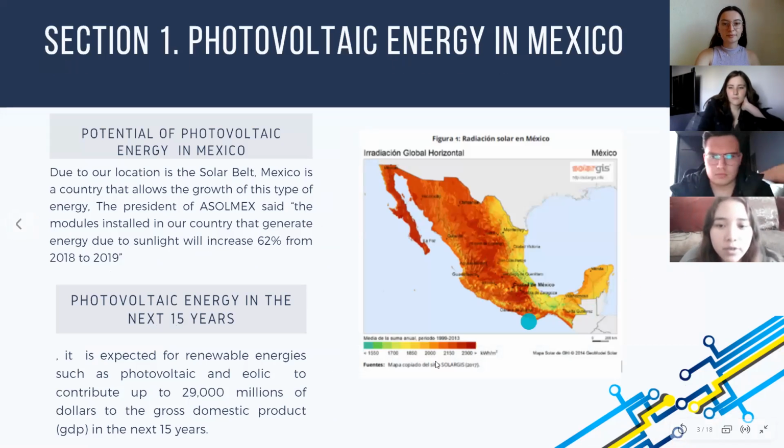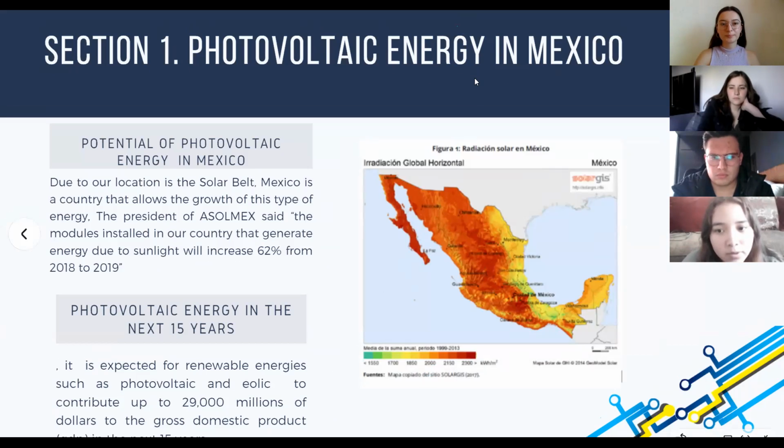The location of our country allows the adaptation of renewable energies. The president of ASOLMEX said that the energy produced by sunlight increased 62% from 2018 to 2019. Renewable energies, such as photovoltaic and aeolic, will contribute 29 million dollars to the gross domestic product in our country.